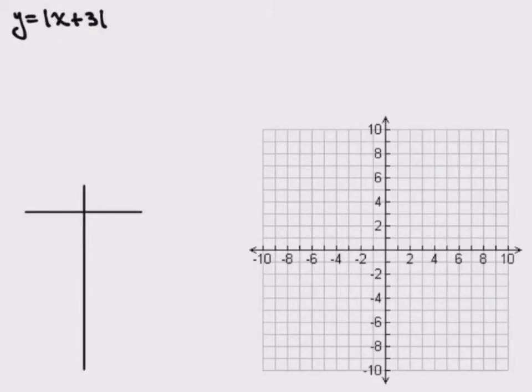Now, since we're already in y equals form, why don't you find a whole bunch of ordered pairs, graph those ordered pairs, connect and extrapolate your graph, find your x and y intercepts, and then we'll reconvene and discuss how this graph differs from just y equals the absolute value of x.